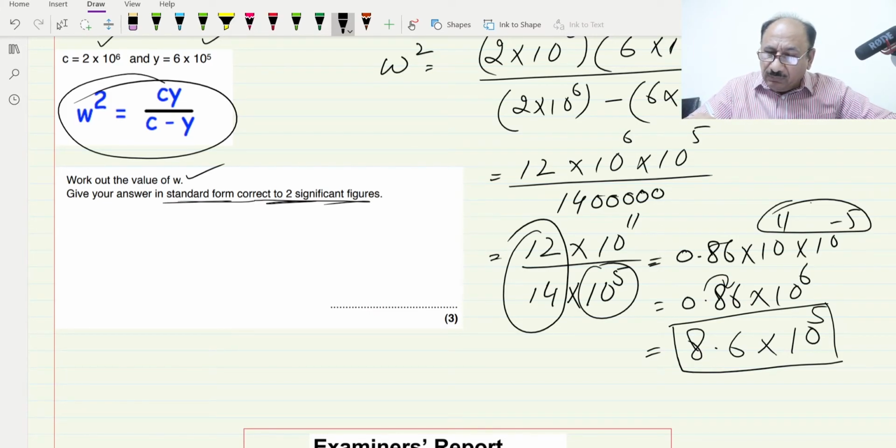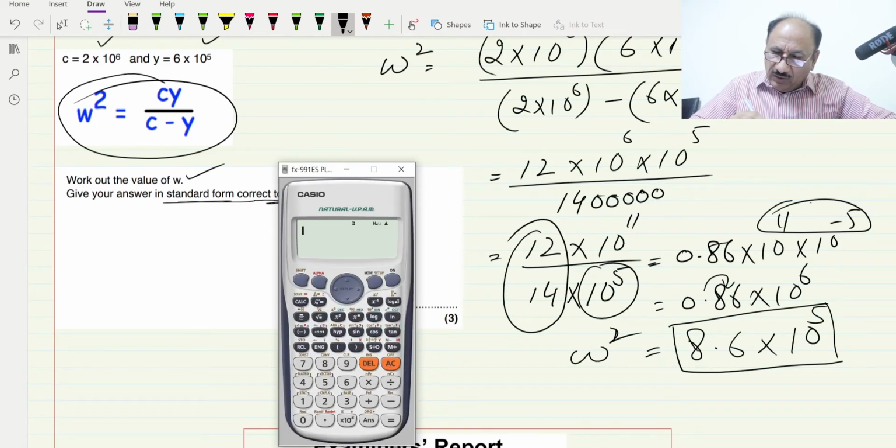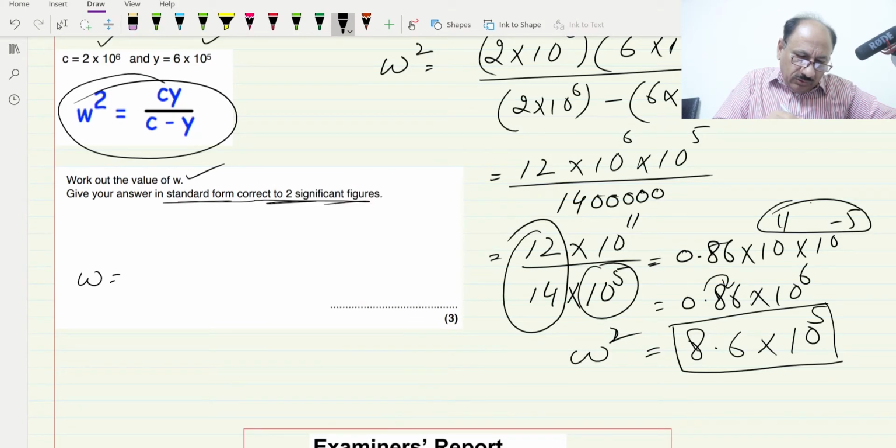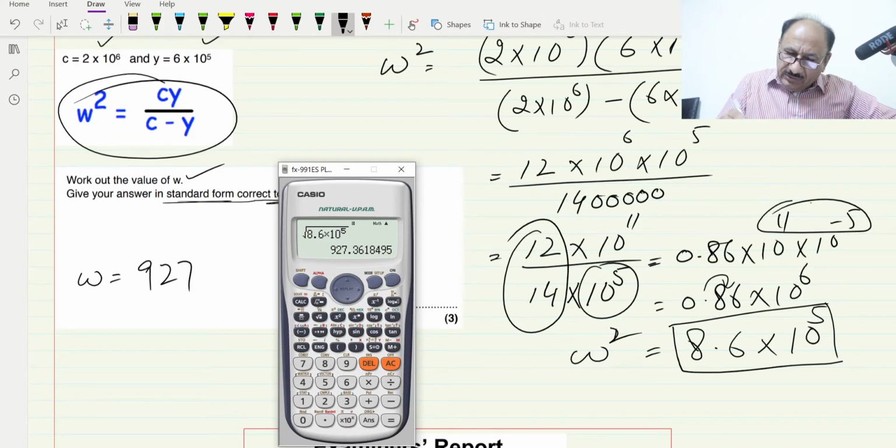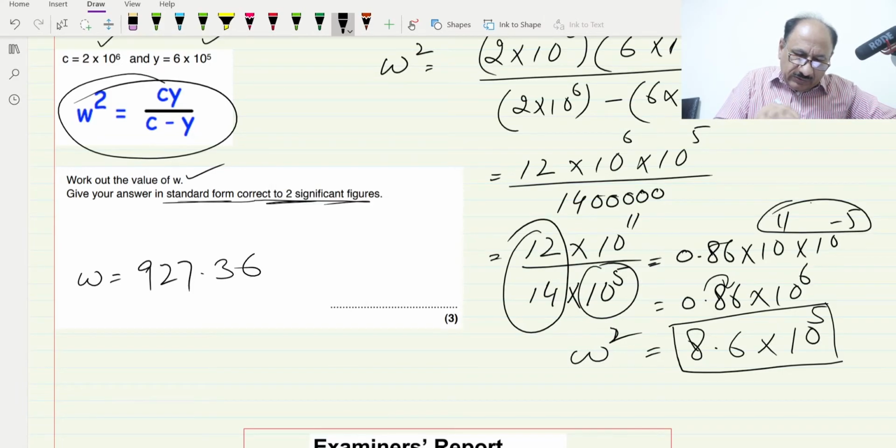This is basically W square, but they are asking for W value. So we have to use again the calculator. So our value will be square root of 8.6 into 10 raised to the power 5, and this is given as 927. So W will be equal to 927.36. Now this is the answer which we have to provide in standard form.